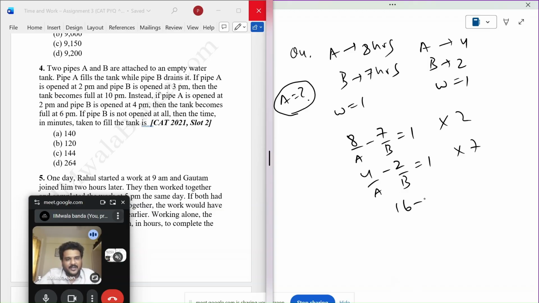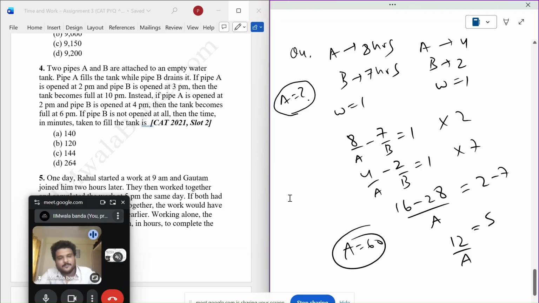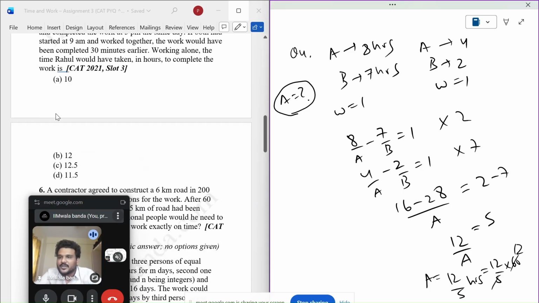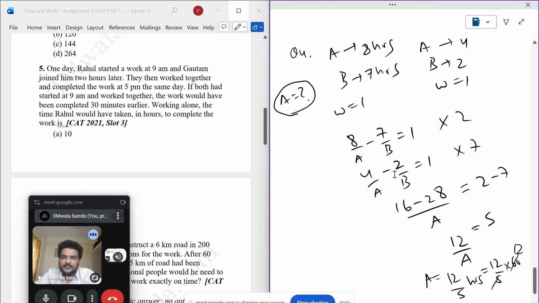So this becomes 16 minus 28 upon A. I know it is coming negative, but it will get cancelled, don't worry. 2 minus 7 becomes minus 5, and on the other side 12 minus 12... so minus minus gets cancelled. So A is 12 by 5. Wait, in minutes. Sorry, don't be in a hurry. A is basically 12 by 5 hours, or 12 by 5 into 60 minutes, which is 144 minutes. Fourth, C should come. Yeah. Let's go.